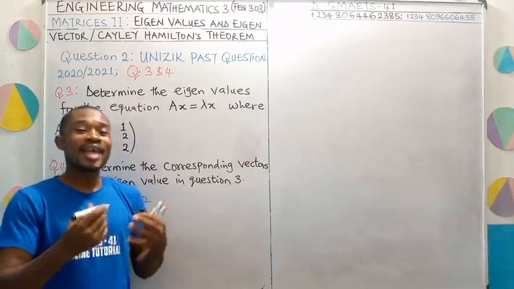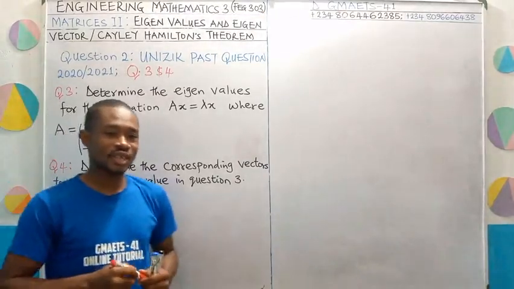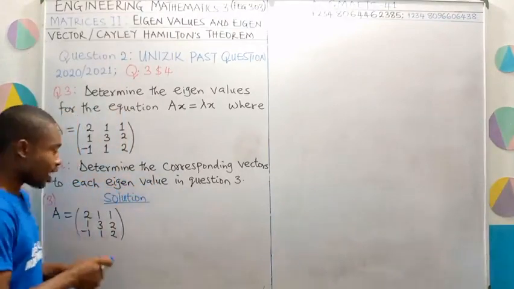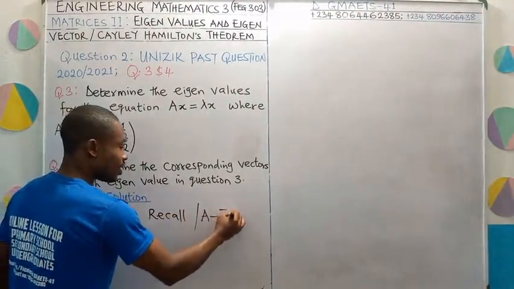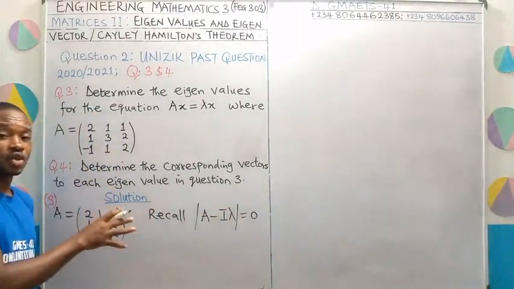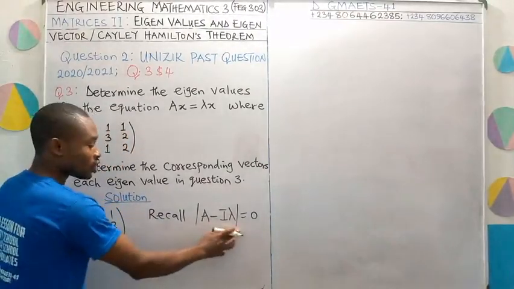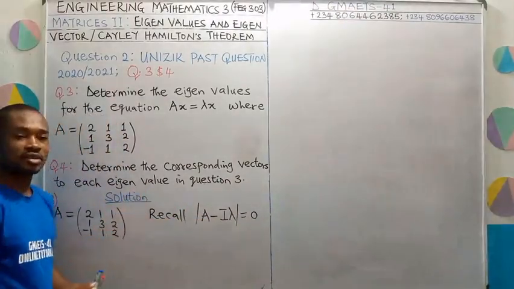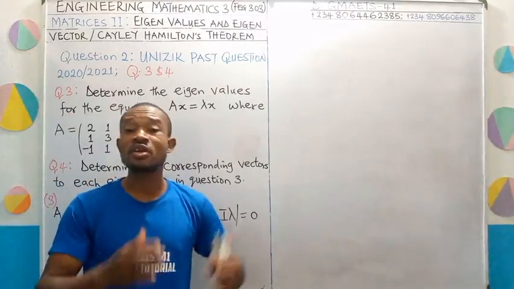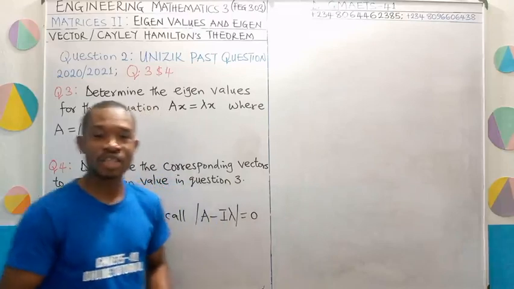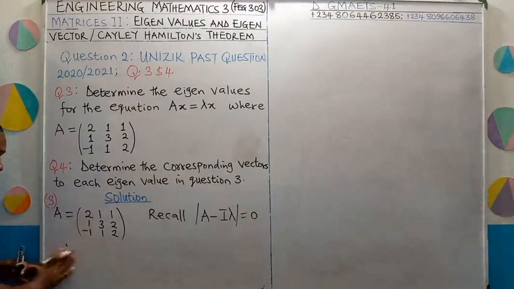Recall, to obtain our eigenvalues, we need to solve a characteristic determinant equation. Alright? So I'm going to write, recall, we need the determinant of A minus I lambda equal to 0 in order to obtain the eigenvalues. Of course, before we proceed to get the determinant, we need to obtain the value of A minus I lambda, where I is a unit matrix. This time around, the unit matrix is going to be that of a 3 by 3 square unit matrix. And so substituting, we are going to get A minus I lambda.